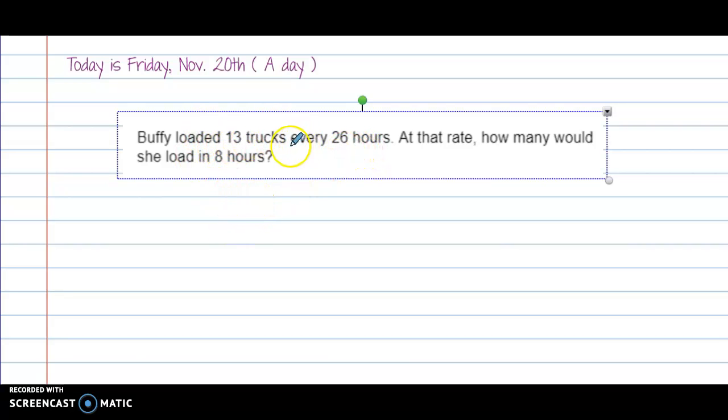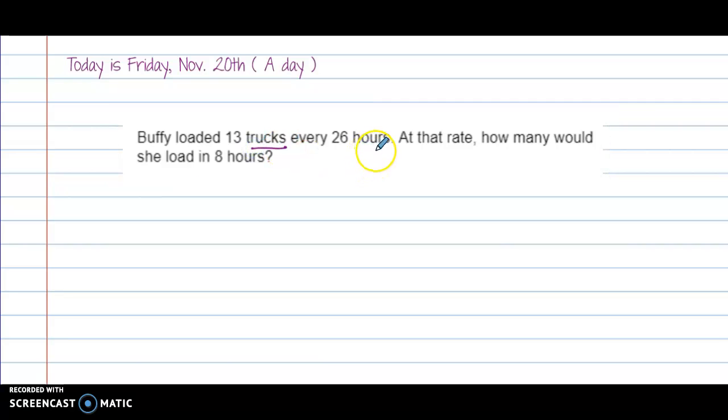Okay, so Buffy loaded 13 trucks, and it took Buffy 26 hours to load 13 trucks. That's the rate. I like writing it this way. Trucks to hours.